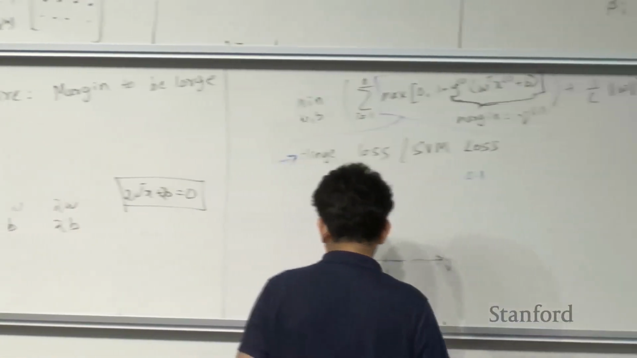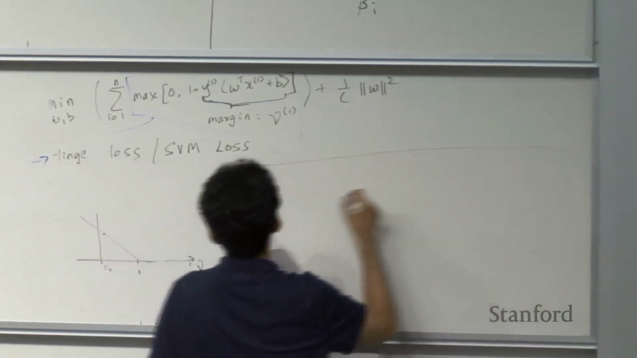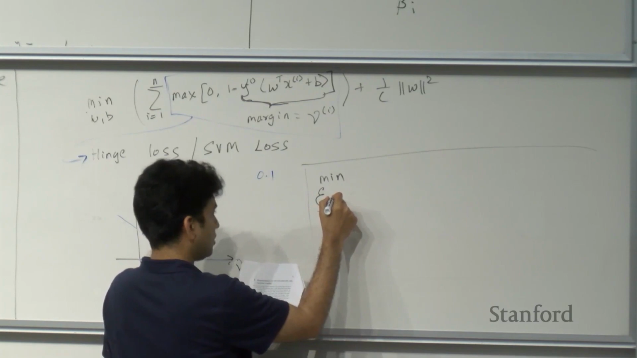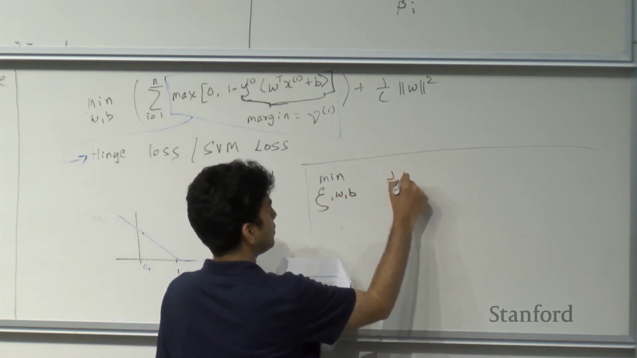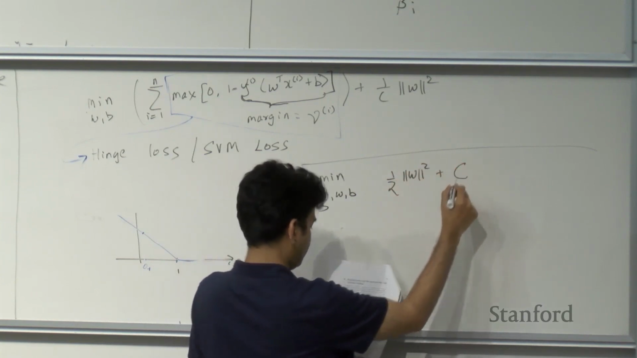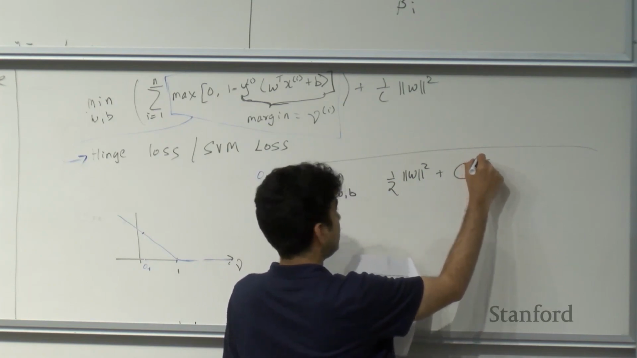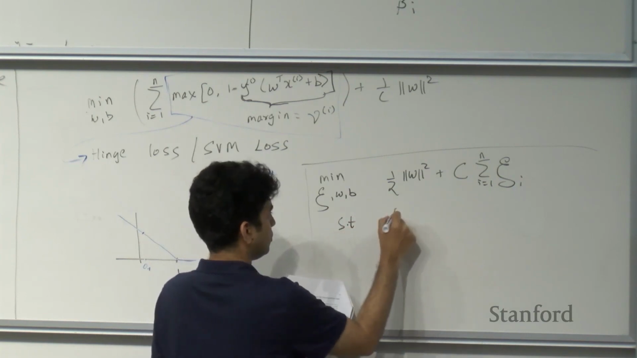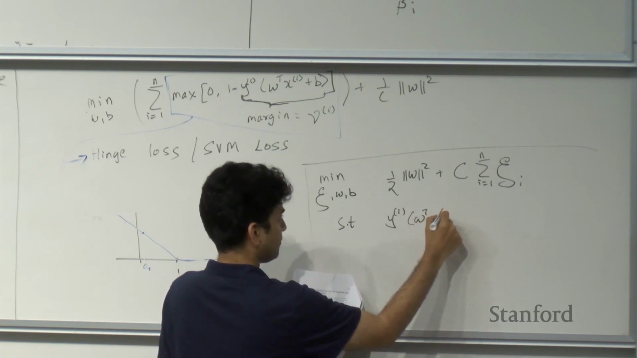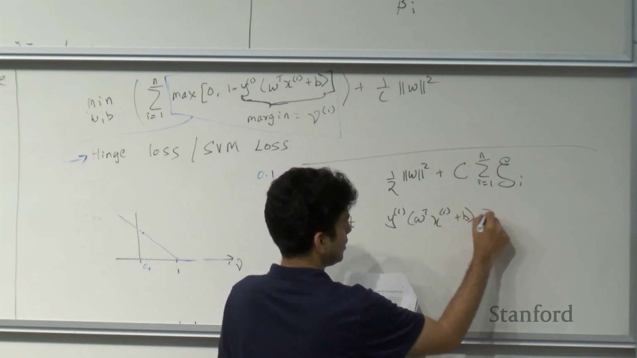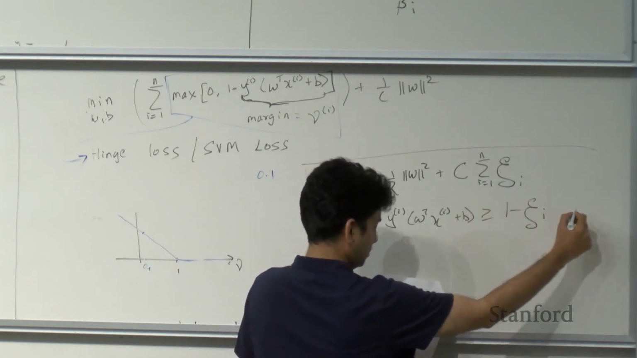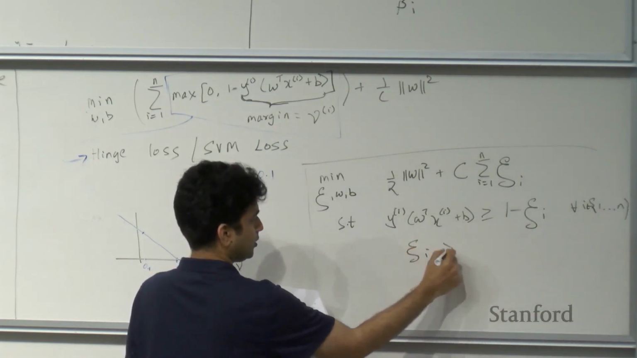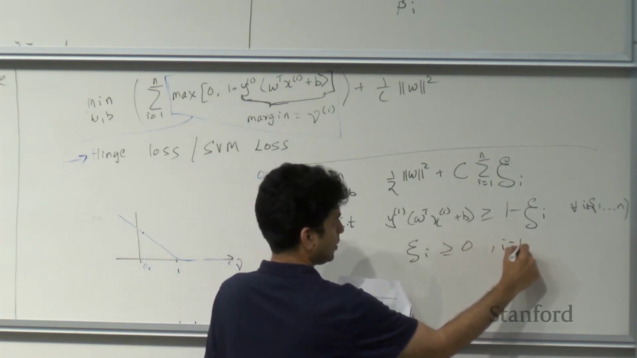And this formulation can be rewritten as: min over w, b, psi, of half the norm of w squared plus C times the sum over i equals 1 to n of xi_i, such that yi times (w transpose xi plus b) is greater than or equal to 1 minus xi_i for all i in 1 through n, and xi_i is greater than or equal to 0, i equals 1 through n.